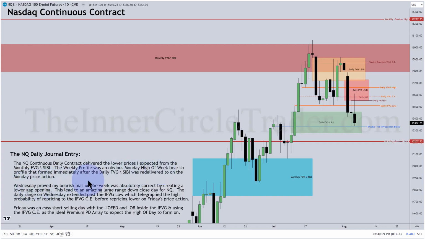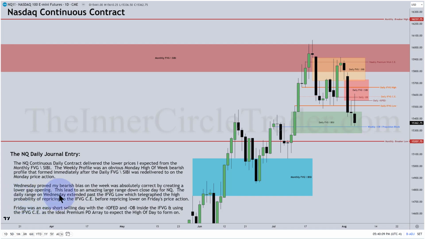Going further, Wednesday proved my bearish bias on the week was absolutely correct by creating a lower gap opening. That's this here. You opened here, traded up, you gapped from the previous day. We gapped, and then a large range candle lower. This led to an amazing large range down close day for NQ.